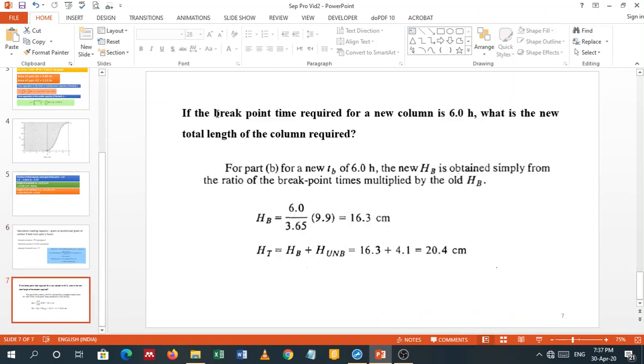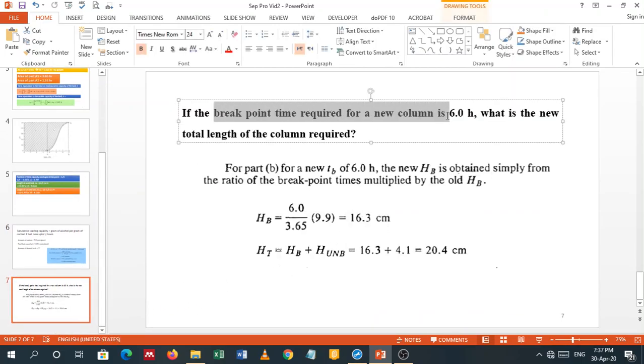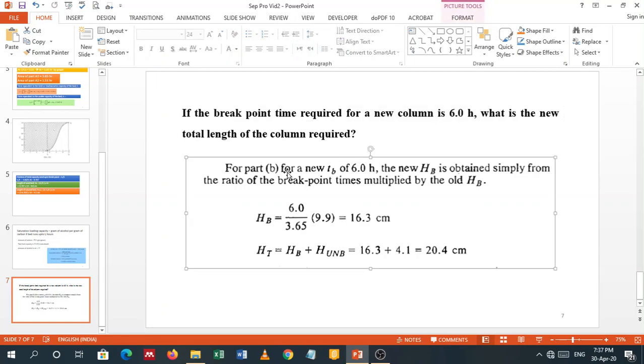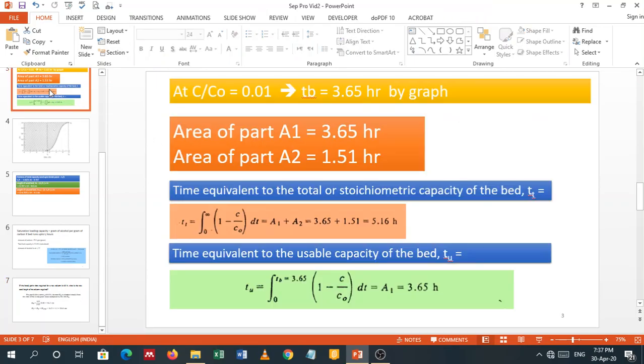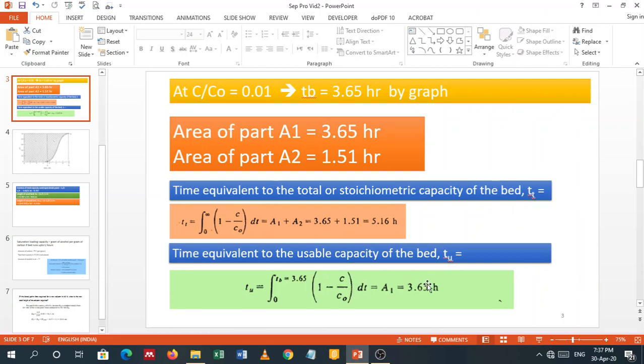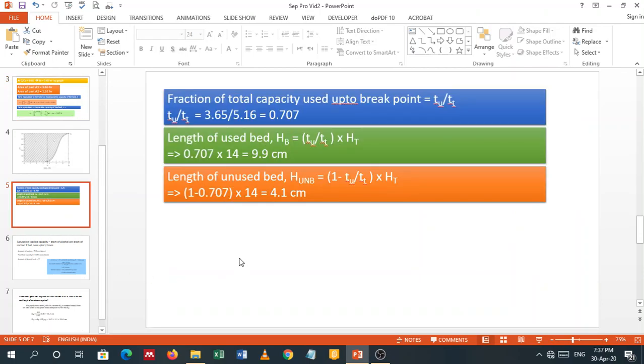Next step: if the breakpoint time is now increased to 6 hours, instead of the earlier value of 3.65, what is the new length of the column? It is very important to note that there will be no change in the unused capacity of the bed. This is the unused bed length, 4.1 centimeter. That is a constant value. It will not change whether you increase or decrease the breakpoint time.